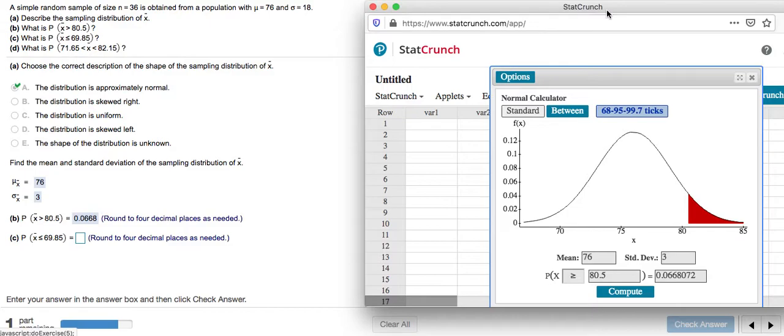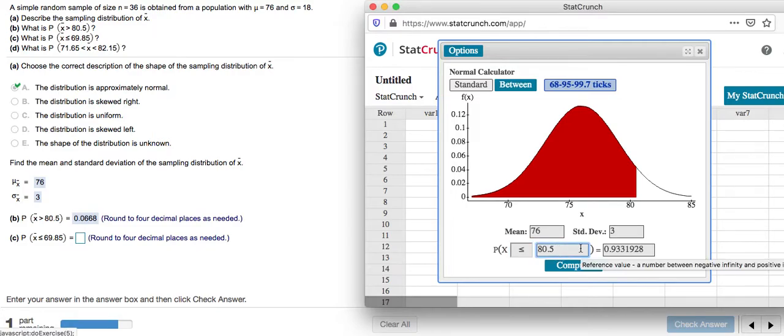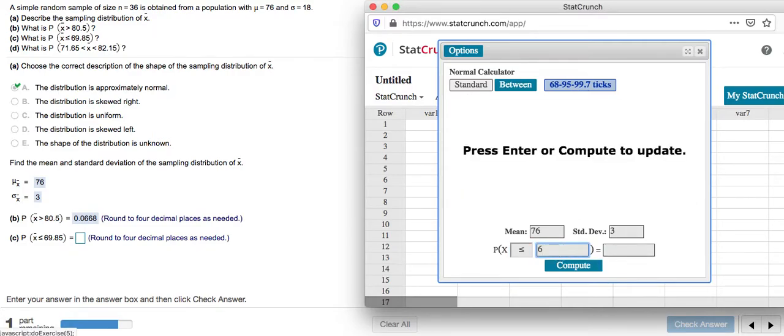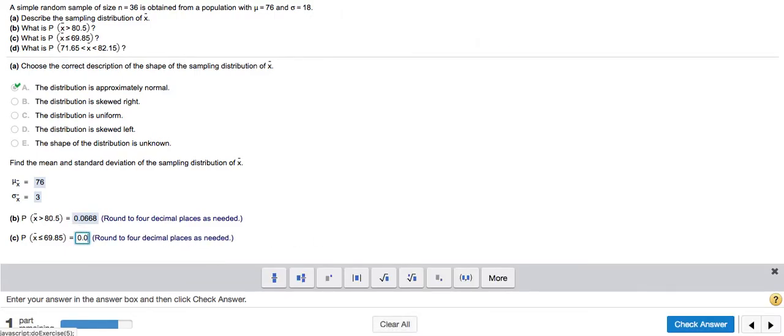So the rest of these questions can again be answered just by going back to the StatCrunch calculator. So this one is the mean has to be less than or equal to, and the value we want to enter this time is 69.85. And if I get this probability, again rounding to 4 decimal places, it is 0.0202.